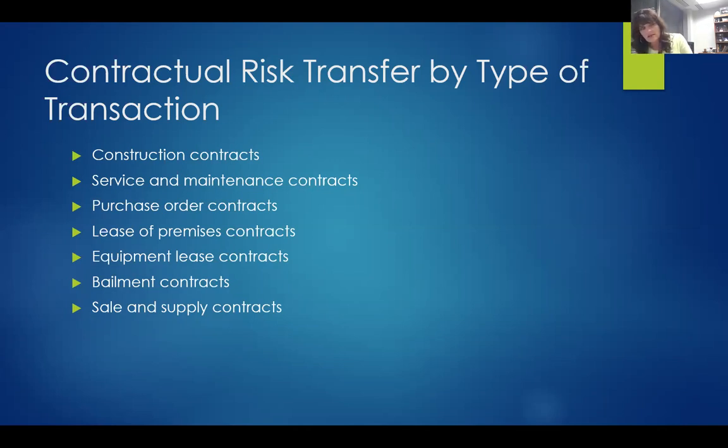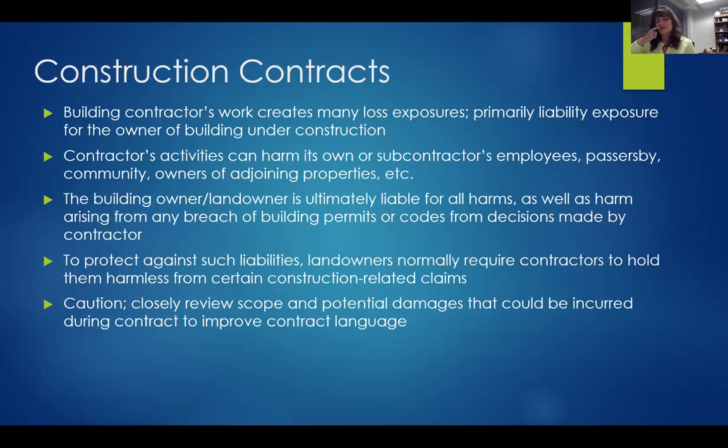So the legal team at your organization, as well as your risk management team and key managers, should be able to recognize common forms of contractual risk transfers that are out there, like these types of contracts that we're talking about here. And this is just a list of the most common ones. First one being construction contracts. As I said, building contractors' work creates loss exposure for you.